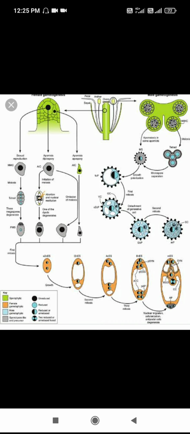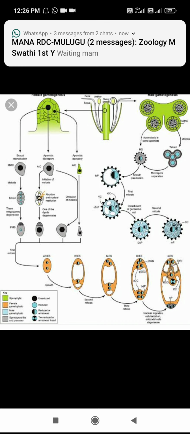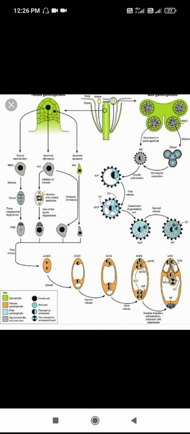Pollen grains germinate in the pollination drop of the ovulate micropylar region. Pollen grains absorb moisture from the pollination drop, where the exine softens and extends into the germination tube.